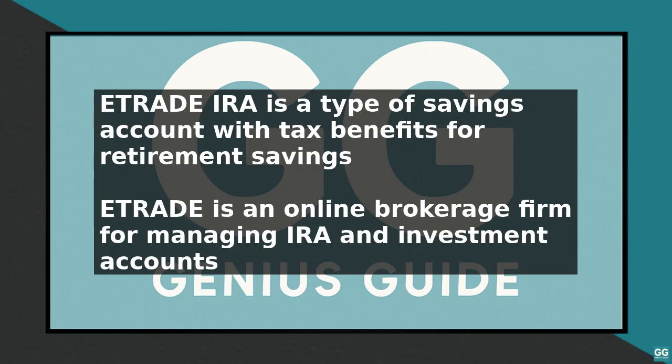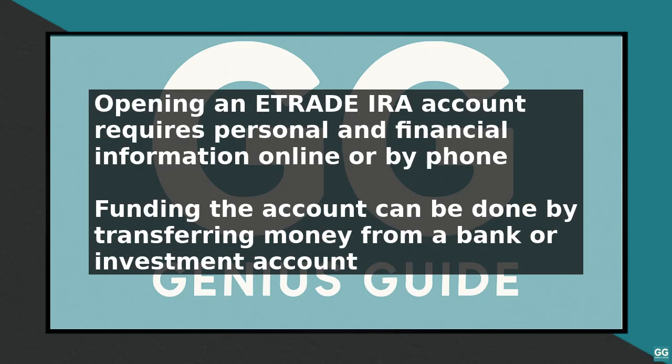To get started, you will need to open an E-TRADE IRA account. This can be done online or over the phone. You will need to provide some personal and financial information, such as your name, address, and social security number. You will also need to fund your account, which can be done by transferring money from a bank account or other investment account.